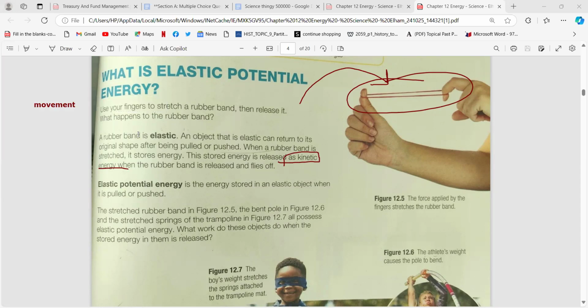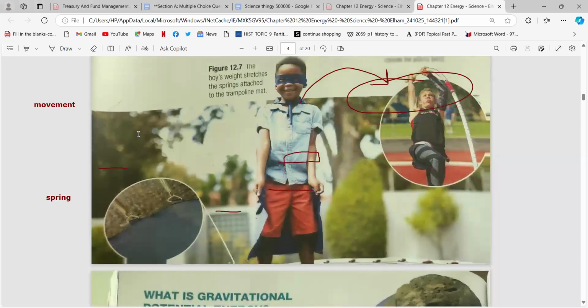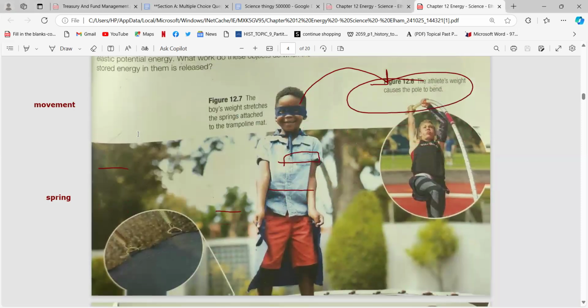So when the rubber band is released, the energy is released and it flies off. Now, elastic potential energy is the energy stored in an elastic object, like a spring, for example, when it is pulled or pushed. The stretched rubber band in figure 12.5, the bent pole in figure 12.6, and the stretched springs of the trampoline in figure 12.7 all possess elastic potential energy. What work do these objects do when the stored energy in them is released? Okay, so can you tell me what each of these things does when the energy is released?